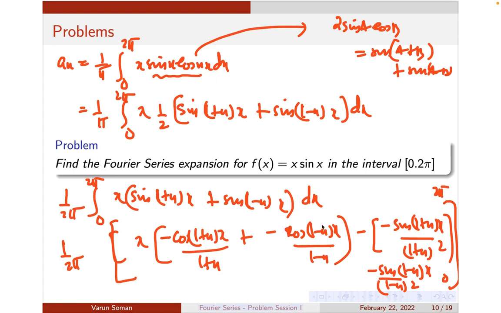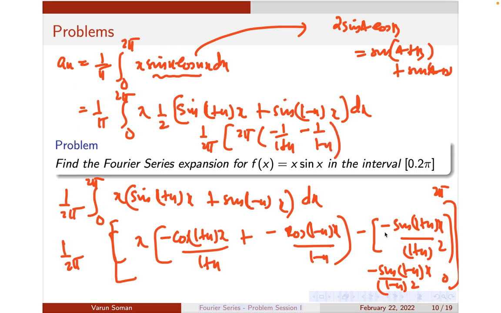Okay, so when you substitute these values, what will you get? You will be getting 1 by 2 pi. So when you apply 2 pi here, it will be 2 pi into minus cos of (1 plus n) into 2 pi. Okay, so this is basically a multiple of 2 pi. 1 plus n is always an integer. For a multiple of 2 pi, the value is always 1. So it is minus 1 by 1 plus n. Here also, 1 minus n is always an integer and a multiple of 2 pi, so it is minus 1 by 1 minus n.